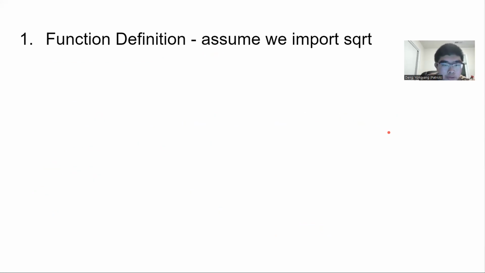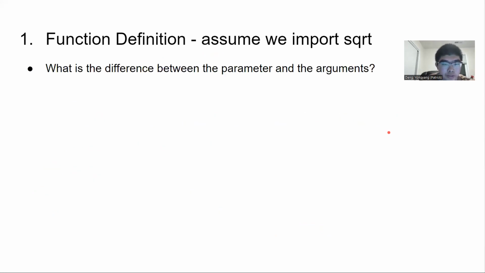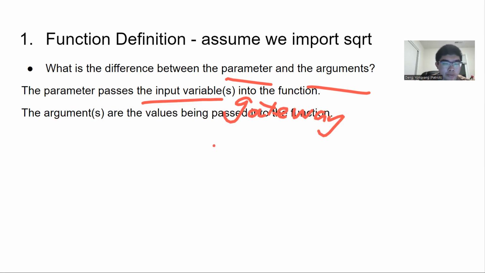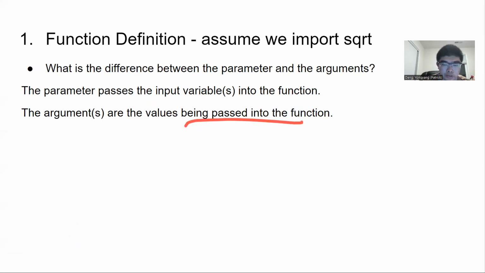Okay. All right. So the next thing, what's the difference between a parameter and an argument? So the parameter is the tool that passes the input variables or values into the function. It's kind of like a gateway of a building. And the arguments are the values being passed into the function.